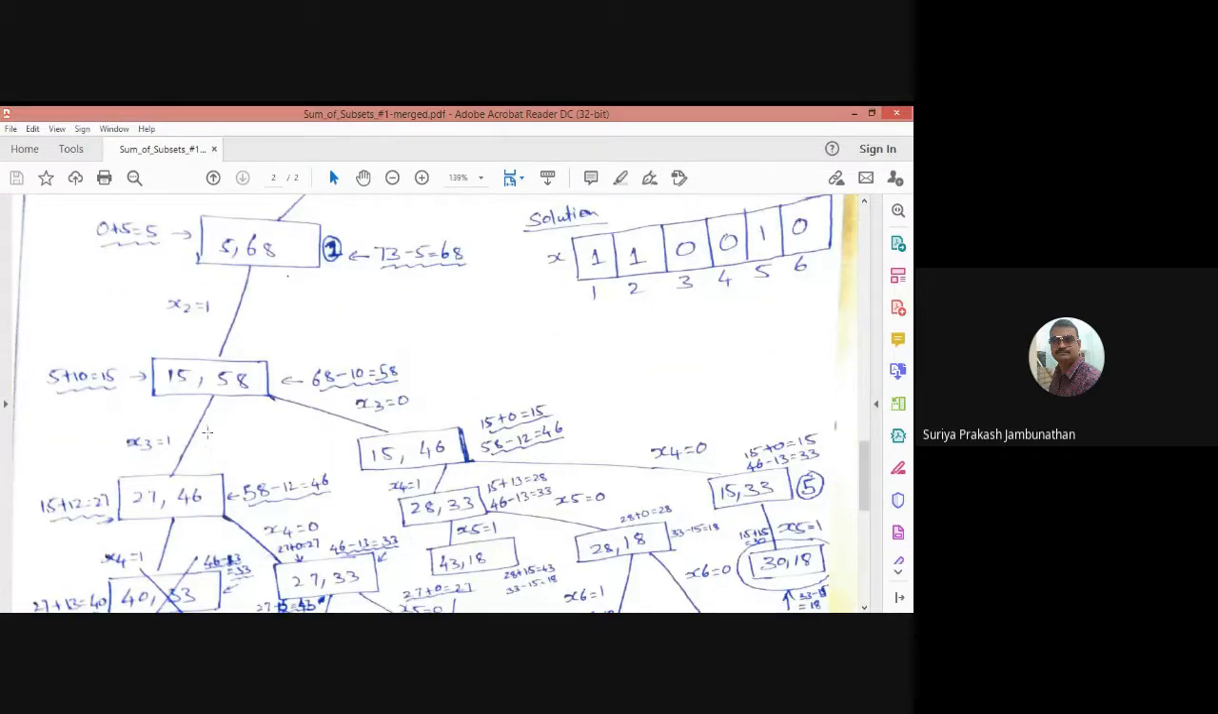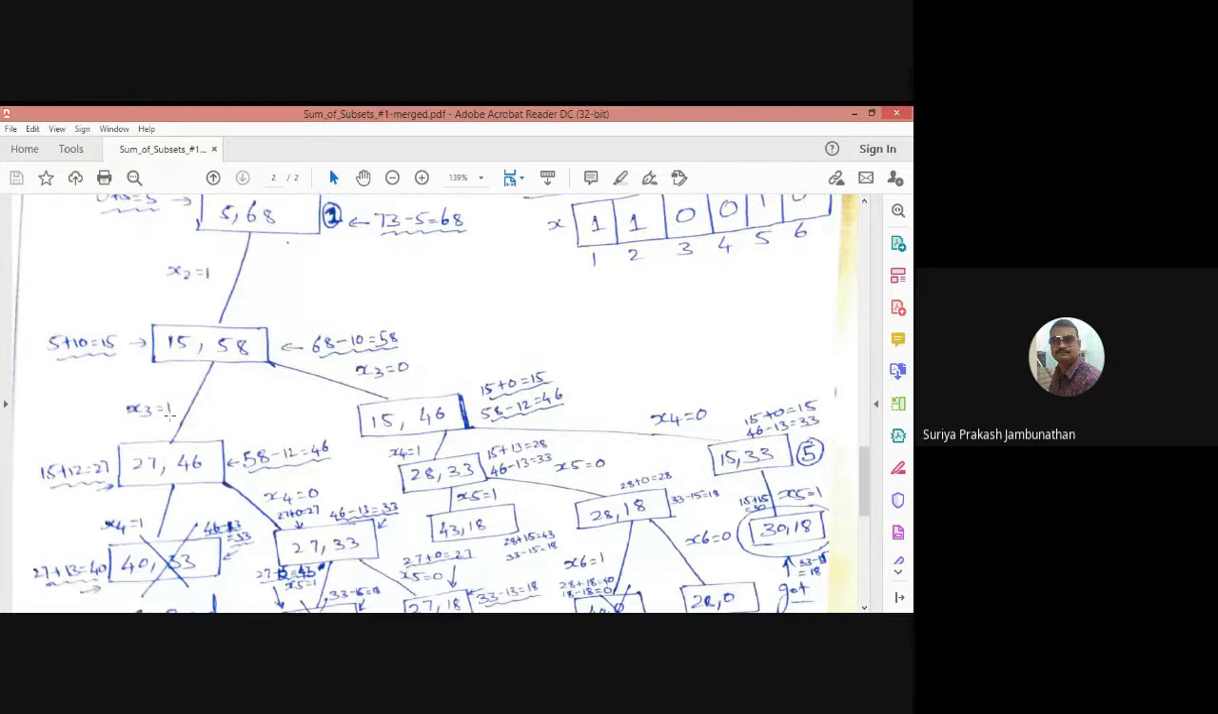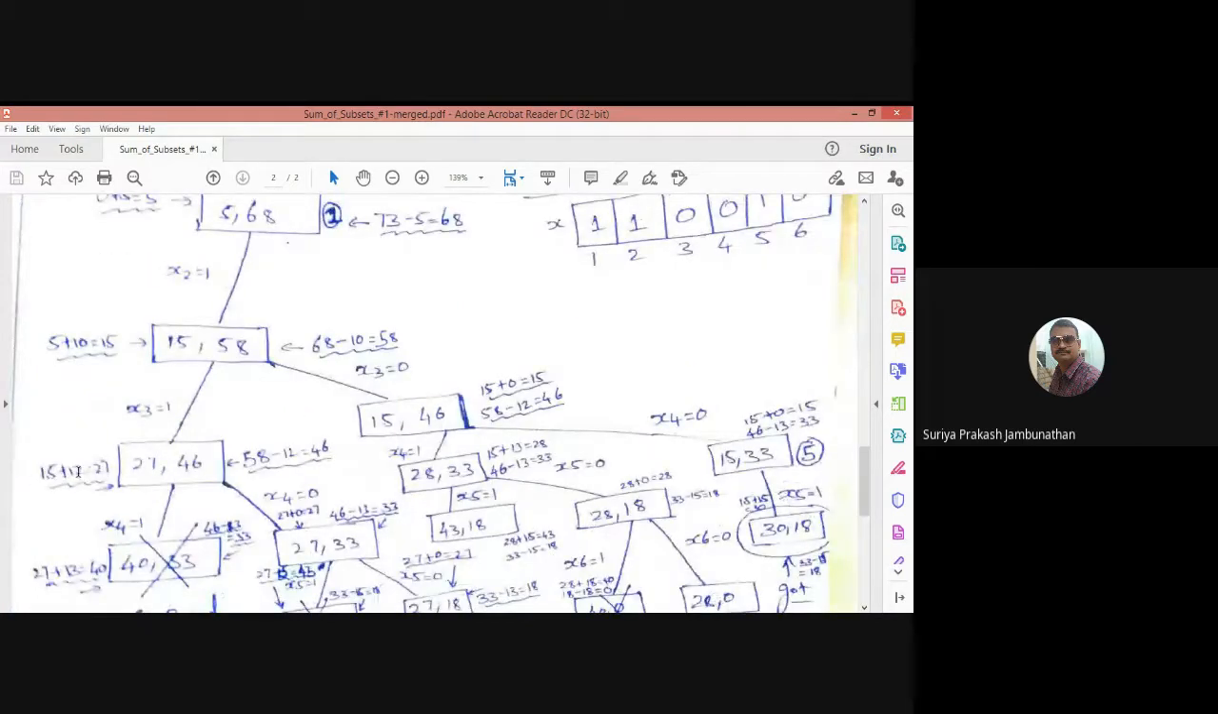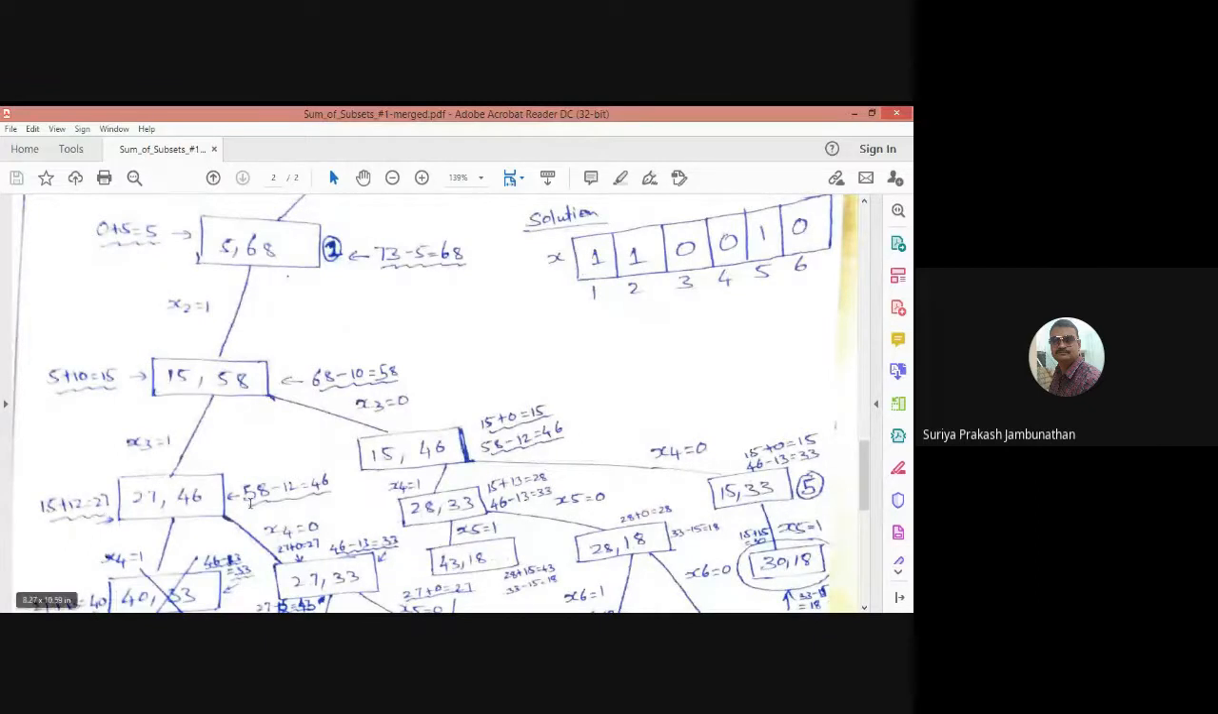Now let's move to the next one. We are considering x3 equal to 1. x3 is 12. So 15 plus 12 is equal to 27, and we put 27 here. On this side, 58 minus 12 is equal to 46, and we put 46 here. Here we are adding, and on this side we are subtracting. To identify the object, we add the values; to identify the weight, we subtract the values.